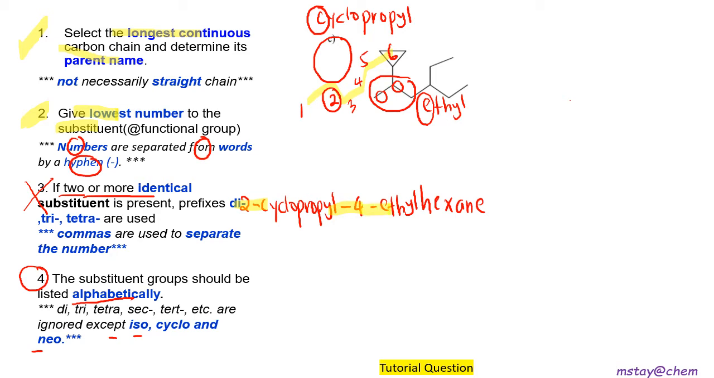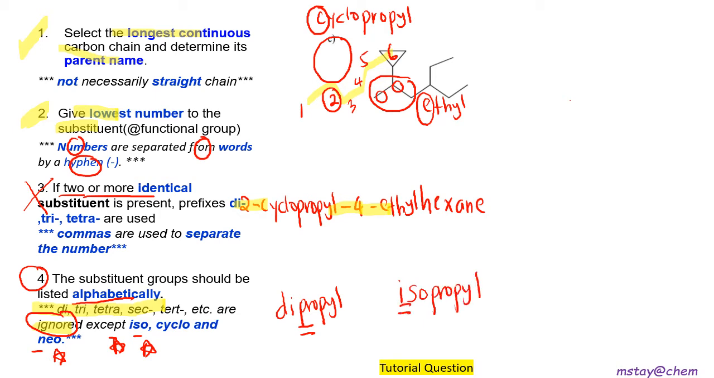Now let's recall that di, tri, tetra, and so on are ignored, except iso, cyclo, and neo. Basically I ask students to remember these 3 only: iso, cyclo, and neo. So if you have dipropyl, the letter you consider is P, not D, because di we need to ignore. But if you have isopropyl, you have to consider I.